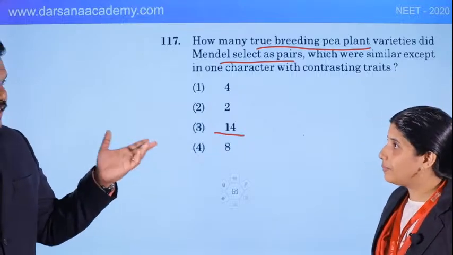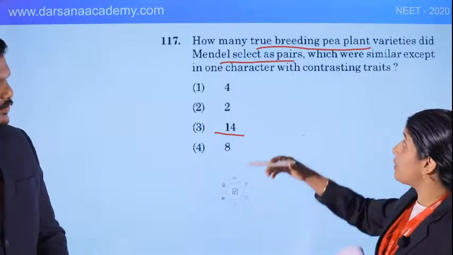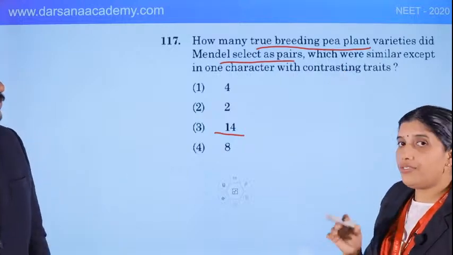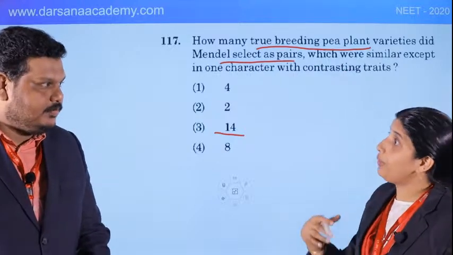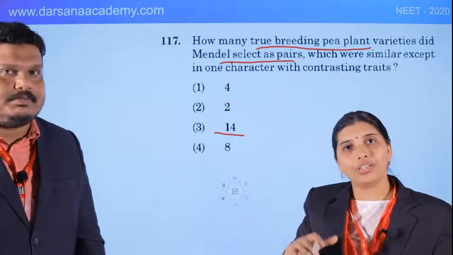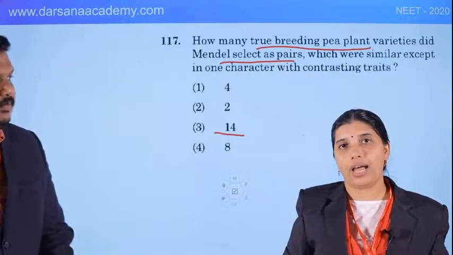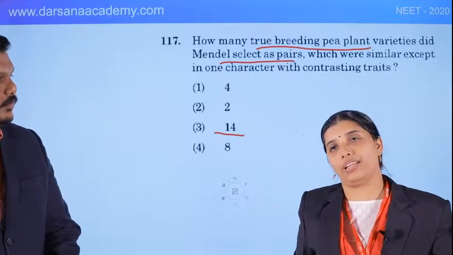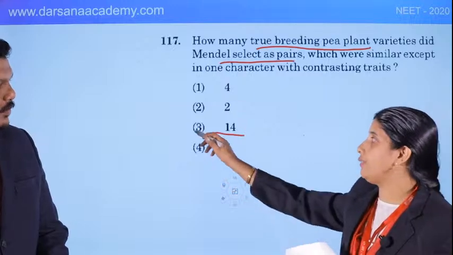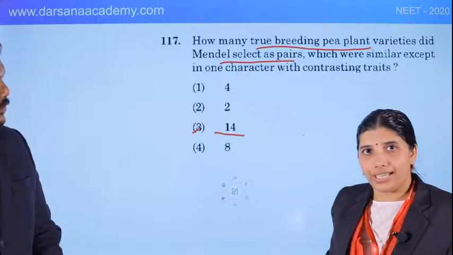Are those the 7 contrasting characters? Yes, they are the 7 contrasting characters. The question is how many plants were selected. If there are 7 contrasting characters, how many plants have to be there? 14 pure plants have to be there for the experiment. Therefore, the answer for question 117 is option 3. I think your answer is correct, of course.